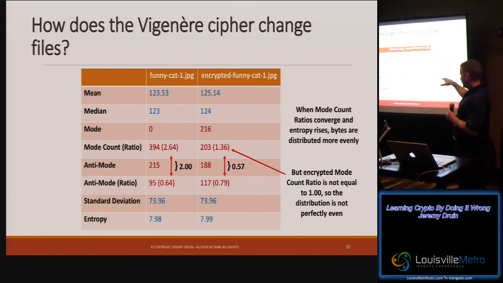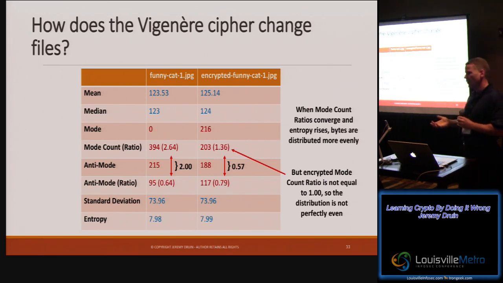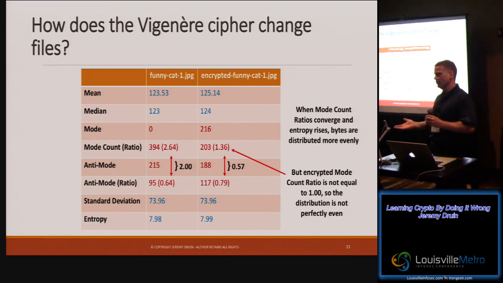So one of the stats is the mode count ratio, and that sounds fancy, but the way it works is if I told you that JPEGs are made up of 256 characters, all else being equal, on average, you would figure, well, any particular character should show up about 1 in 256 times, right? You know, on average, if everything was even.